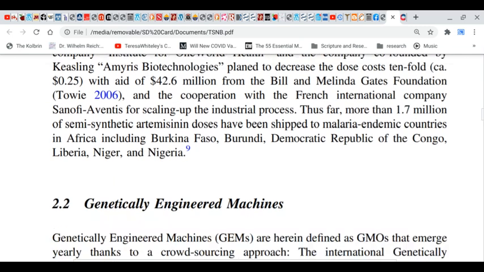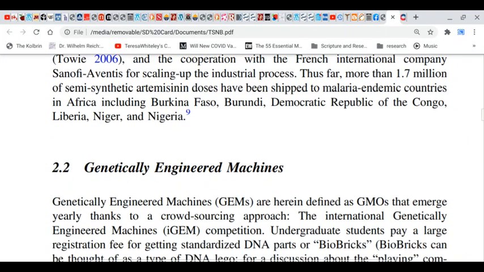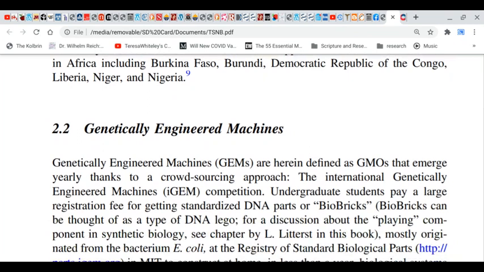Thus far, more than 1.7 million of semi-synthetic artemisinin doses have been shipped to malaria endemic countries in Africa, including Burkina Faso, Burundi, Democratic Republic of the Congo, Liberia, Niger, and Nigeria.